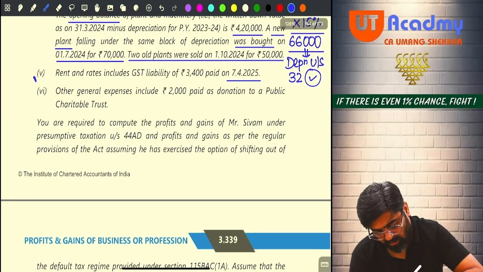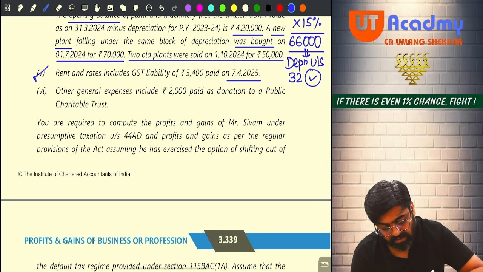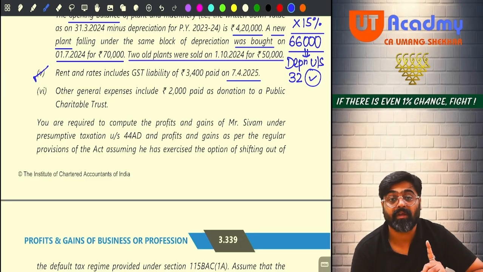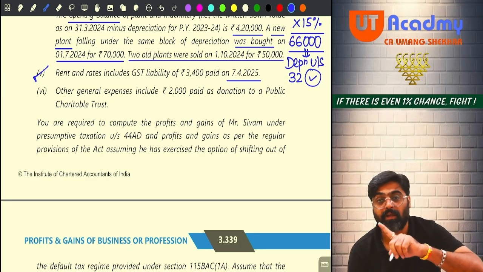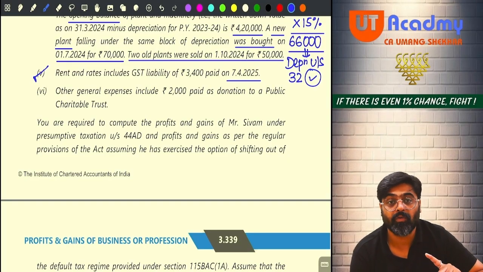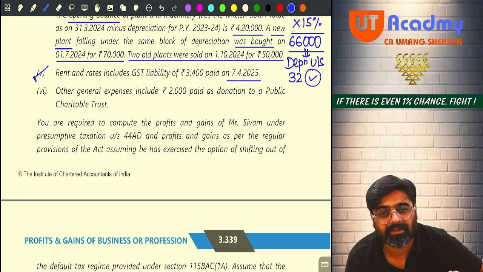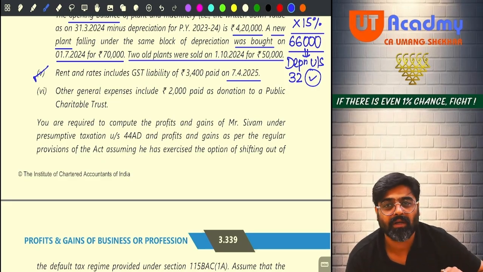Put a tick mark on this information. Other general expenses include 2,000 paid as donation to a public charitable trust. Wait, if this donation had been made to an approved scientific research association, etc., then it would be an allowable expenditure under the PGBP head, provided you are not following 115BAC. But is it a donation made for scientific research, etc.? No, the donation is made to a public charitable institution, sir. Donations made to a public charitable institution are not expenses related to your business.